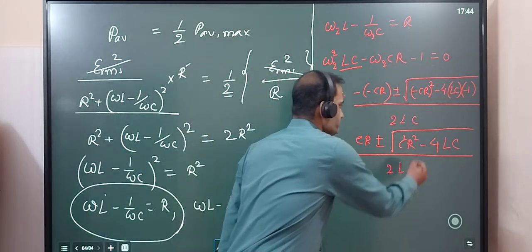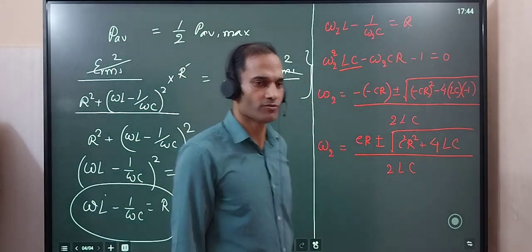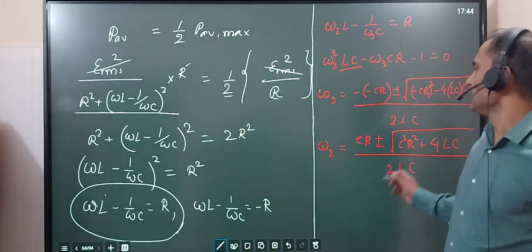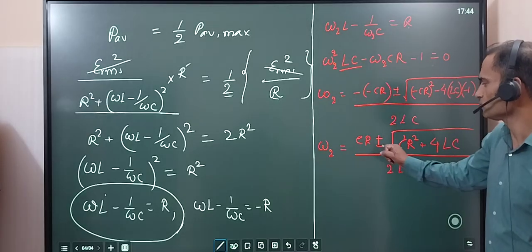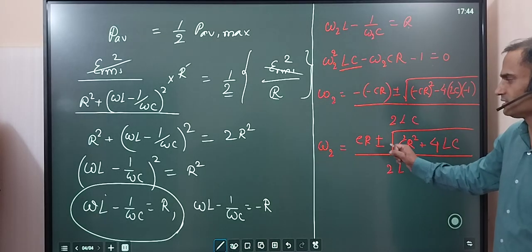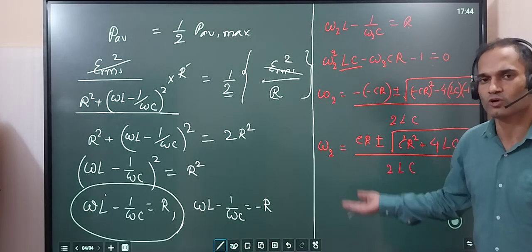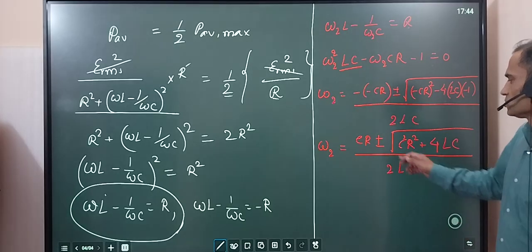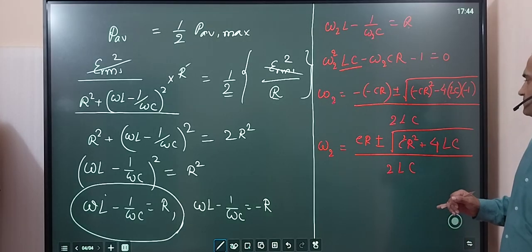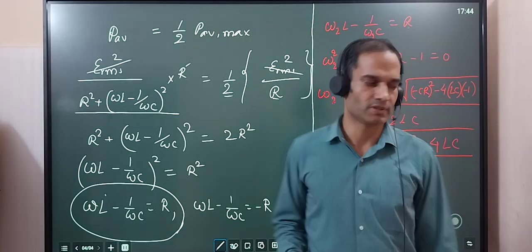This will become positive. Okay, so first of all, we have to remove this minus sign. The reason is that omega should not be negative. So I will remove this minus sign. It will become like this.